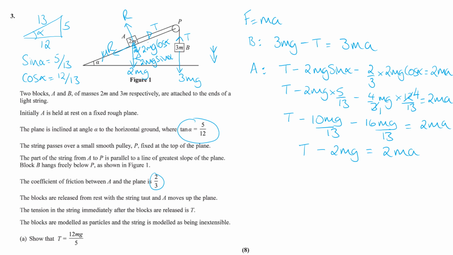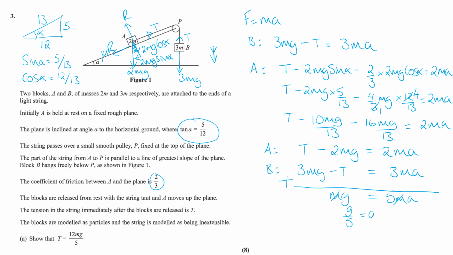Now bringing down the other equation, we've got 3mg minus T is equal to 3ma, so that's A's equation of motion and B's. We can now solve simultaneously. Because we've got T's the same but opposite signs, we're going to add the two equations. So minus 2mg plus 3mg is just going to be mg, but then adding on the right is 5ma. M's will cancel and we'll get that g over 5 is equal to a.